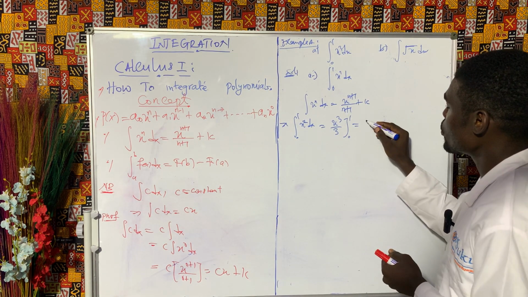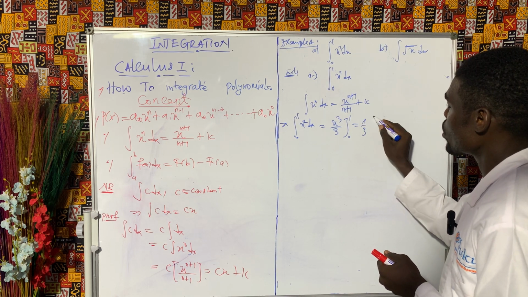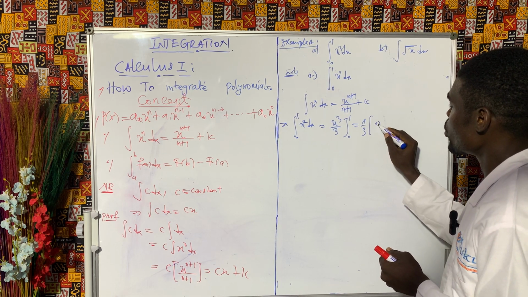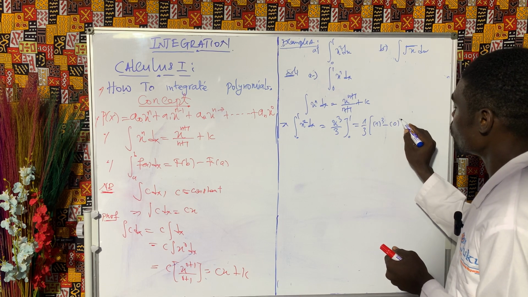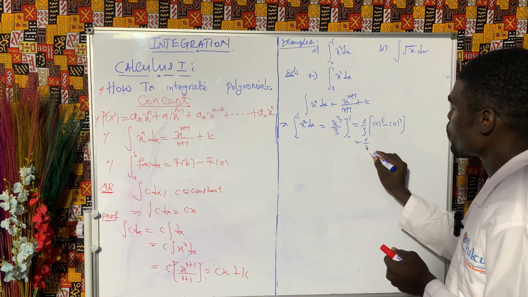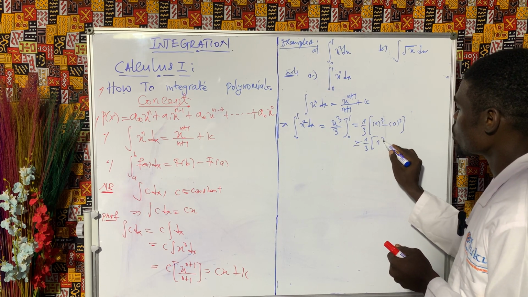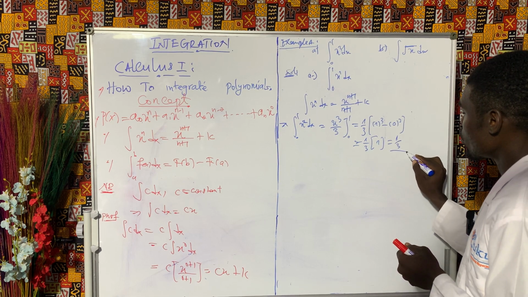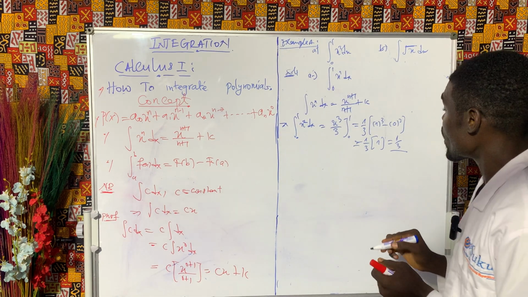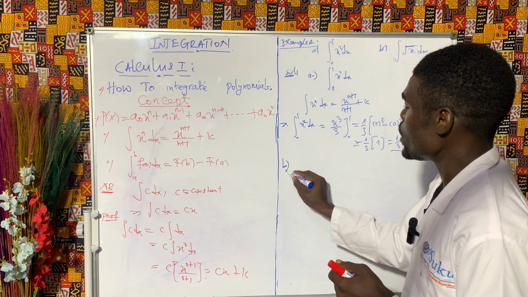So by substituting, we have 1/3 times 1 cubed minus 0 cubed, which reduces to 1/3 times 1. And we have 1/3 as that value. Then for b, it is the same.